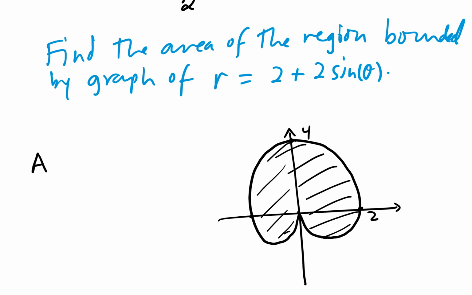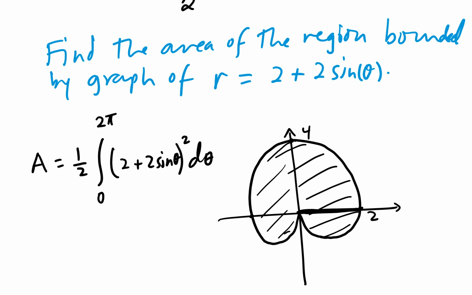By the formula, it's 1/2 the integral from alpha to beta. So there are many different boundary limits you can put. One of them, you can start at 0, and then it goes all the way to 2 pi to cover everything. And then here is the r squared, which is (2 plus 2 sine theta) squared, d theta.